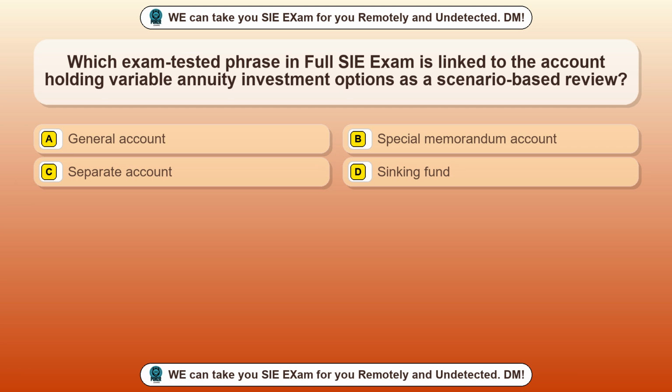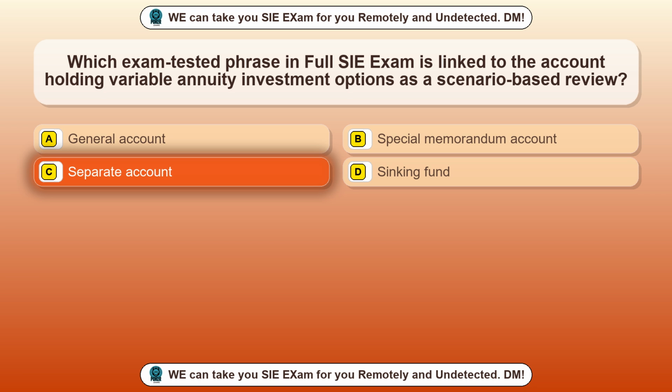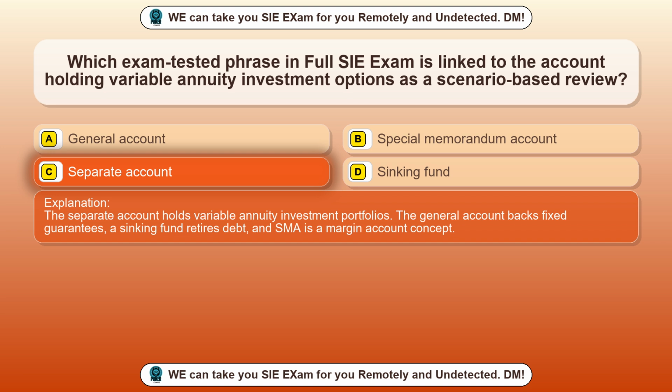Question 8. Which exam-tested phrase in the full SIE exam is linked to the account holding variable annuity investment options, as a scenario-based review? Option A, general account. Option B, special memorandum account. Option C, separate account. Option D, sinking fund. The correct answer is Option C, separate account. The separate account holds variable annuity investment portfolios. The general account backs fixed guarantees, a sinking fund retires debt, and SMA is a margin account concept.